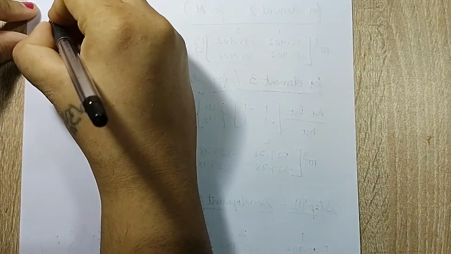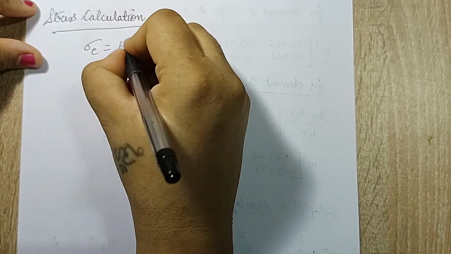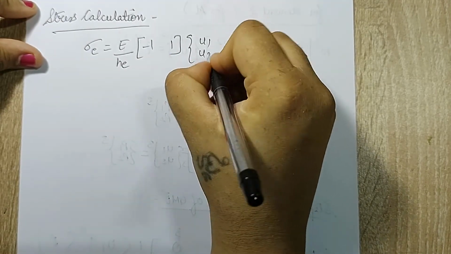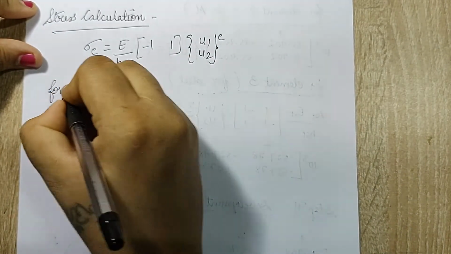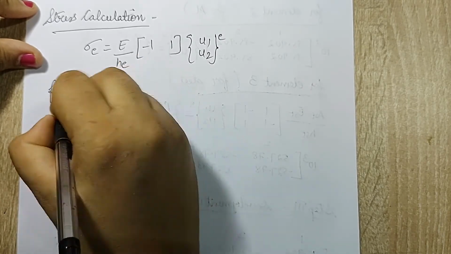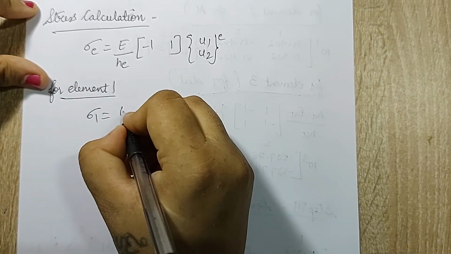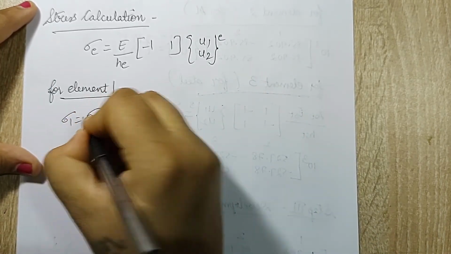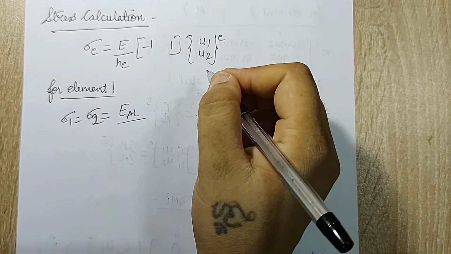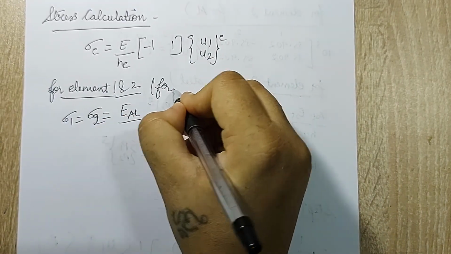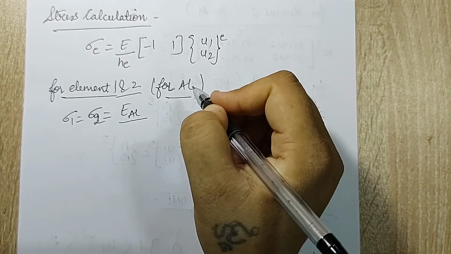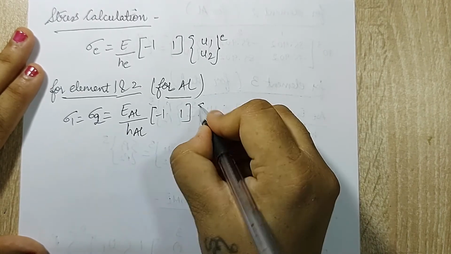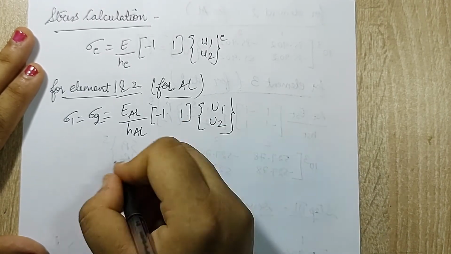Last I'll go for stress calculation. The formula is sigma e is equal to E upon H e minus 1 U1 U2 raised to e. For element 1, sigma 1 is E of aluminium. I'll be writing sigma 1 and sigma 2 are equal, because if you see all the values will be same. So I'll just write down for element 1 and 2, which is for aluminium. So E of aluminium upon H of aluminium minus 1. It is between node 1 and 2.